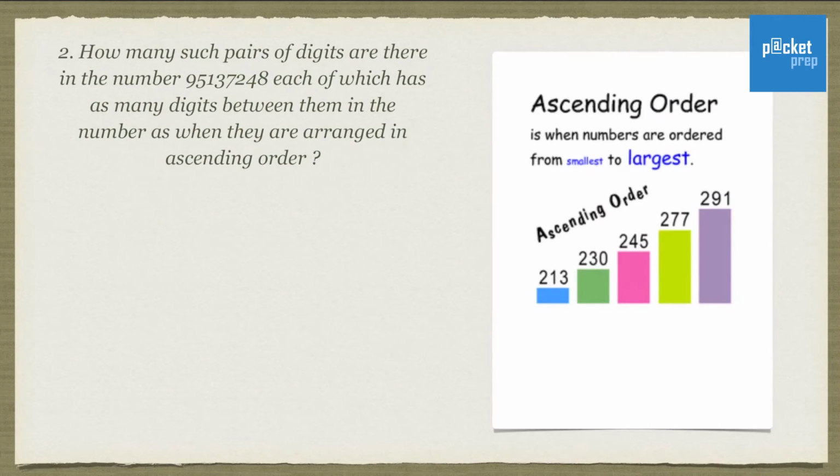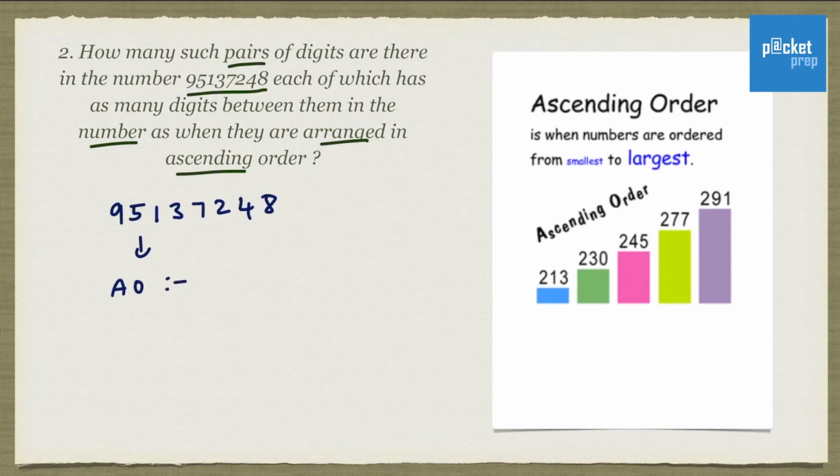Another question. How many such pairs of digits are there in the number 951372248, each of which has as many digits between them in the number as when they are arranged in ascending order? Here is the given sequence 951372248. Let's arrange this in ascending order. We'll be getting 1, 2, 3, 4, 5, 7, 8, 9, isn't it? Now let's get into the question.